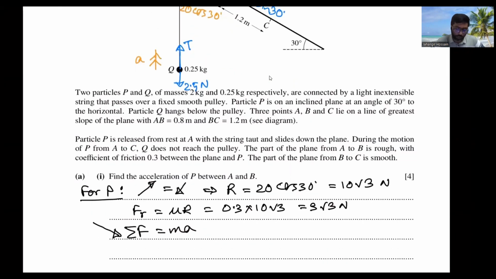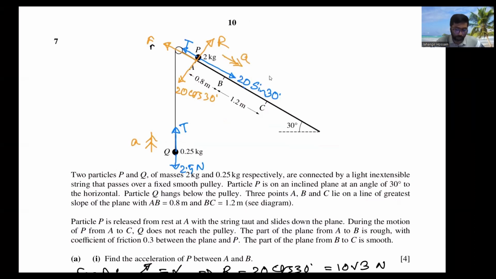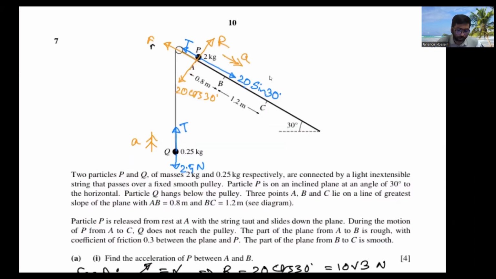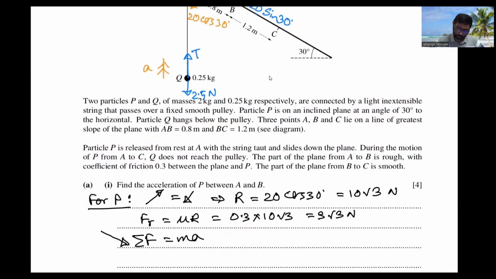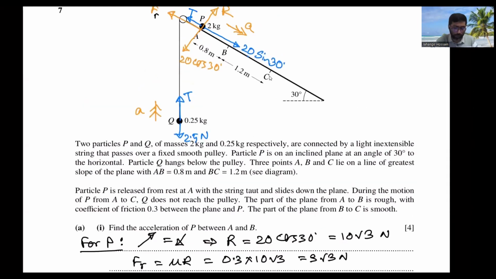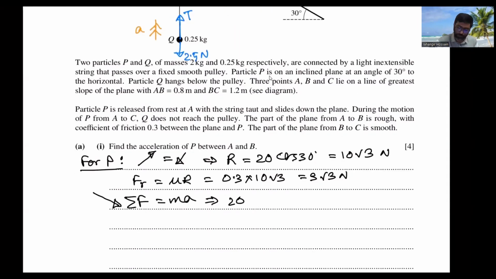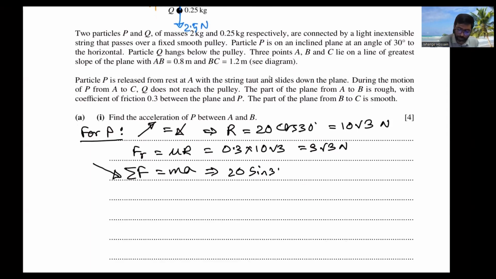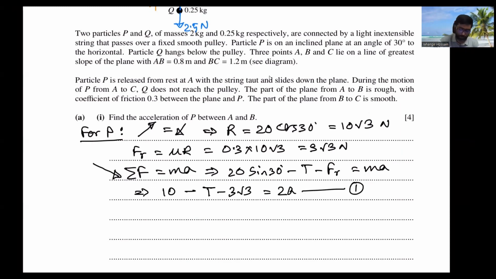Okay, so along the plane, the forces acting on P are the component of weight, tension, and friction. So it will be: the component of weight which acts down the plane, 20 sin 30, minus T, minus friction, equal to MA. So that is 20 sin 30, that's 10, minus T, minus friction 3 root 3, mass 2, acceleration unknown. So that's the equation for P.